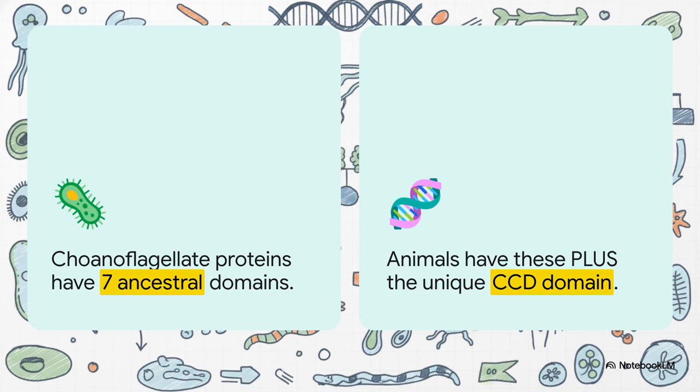But there is one absolutely crucial difference. Animals have an extra, highly conserved region incorporated right into their protein structure, the CCD domain. This specific domain is found only in animals. It is the unique molecular puzzle piece, the literal glue, if you will, distinguishing us from our single-celled ancestors. It proves that multicellularity evolved by basically rearranging existing protein domains and just adding a novel one. How cool is that?